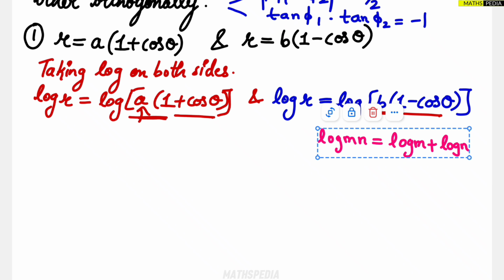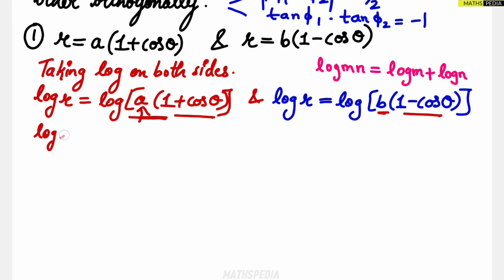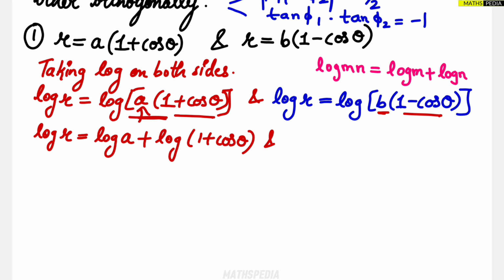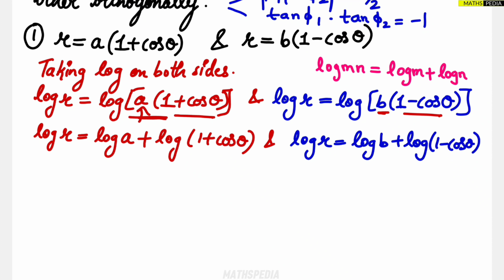So log r as it is equals log of the first function a plus log of 1 plus cos theta. Here also the same thing: log r as it is equals log b plus log of 1 minus cos theta. Simple. So we have simplified the functions using log properties. Next we have to do the differentiation.